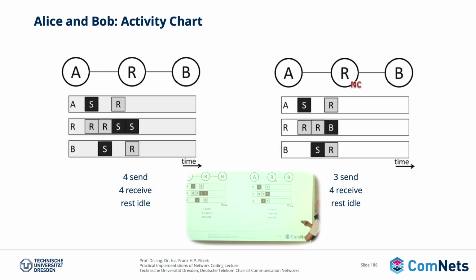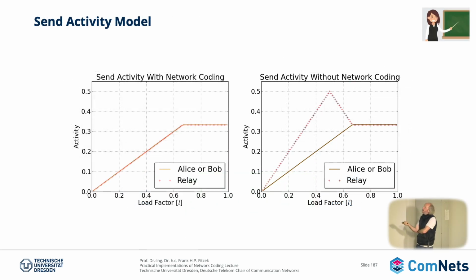So just to show you again what really happens, we have the so-called activity chart, right? Alice is sending, then Bob is sending, and the relay sends twice if it also wants to send something in another scenario, right? Now here, what it does is send, and then it will broadcast just the information. And this is where network coding really kicks in. Now if you look at the activity model, what happens with the send activity with network coding and without network coding? So if you increase the load, Alice and Bob, as well as the relay, will go up until 33%, nothing happens.